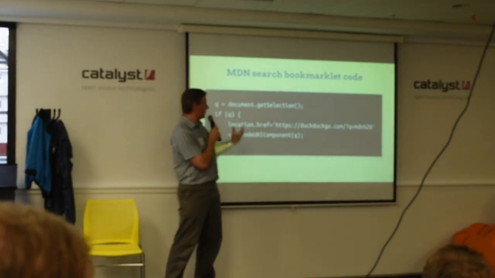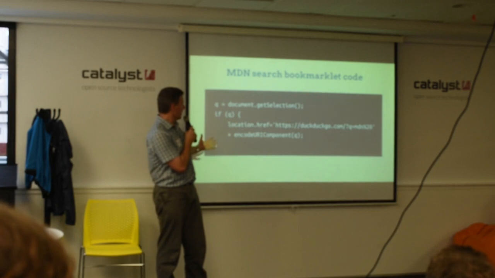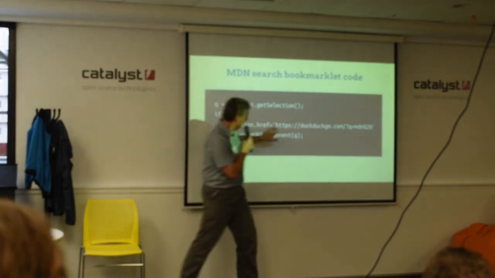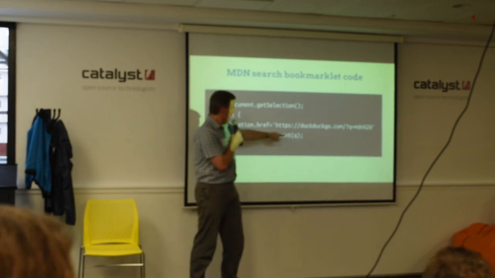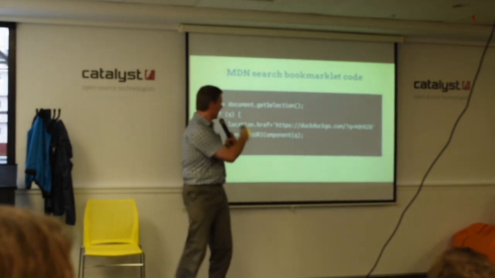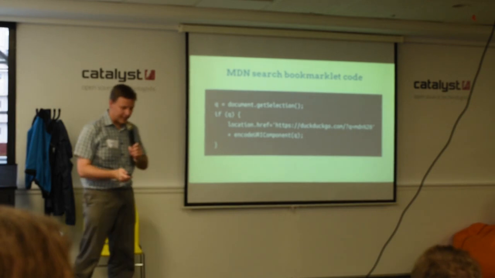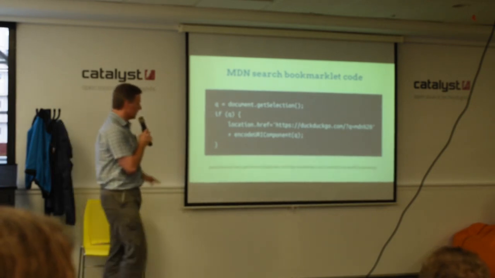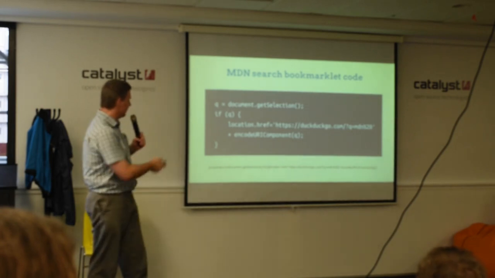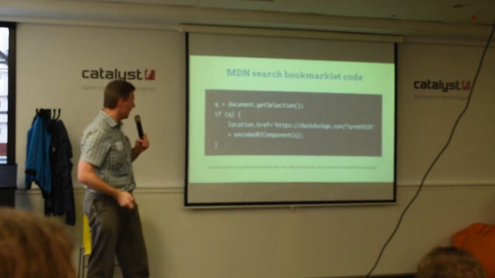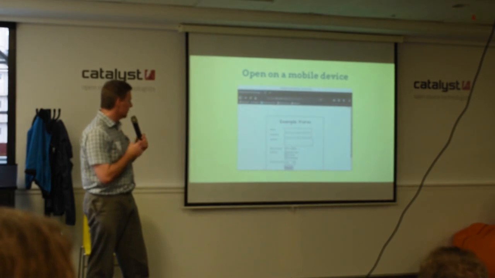getSelection is just going to grab the text that's highlighted. Then I'm just building a URL, including that query text. Now, if I take all of that and get rid of the new lines and all the spaces, and put javascript: on the front, then you get this, which you can't read from the back, I'm sure, but that is a bookmarklet, and it works as shown previously.